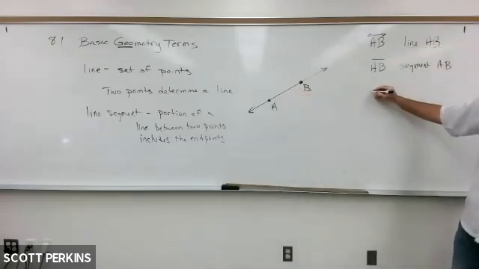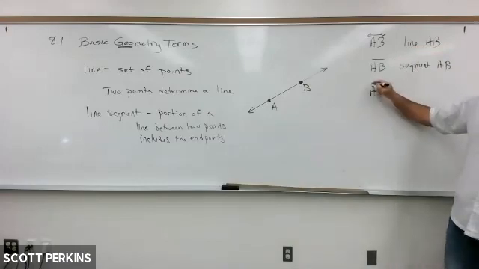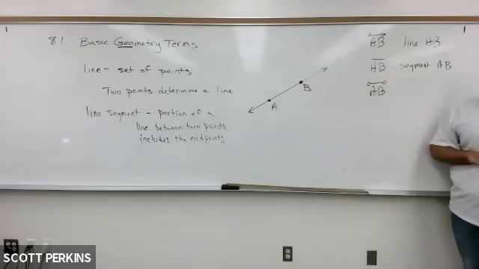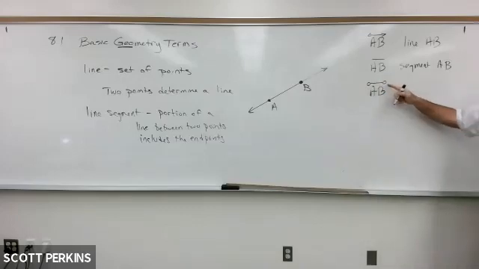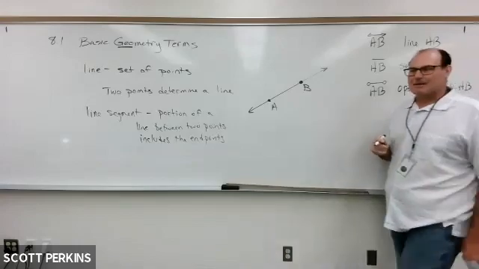So for instance, if I have AB and you see this symbol over it, it looks like a barbell. You've got an open circle on one end and an open circle on the other end. What that is called, when you don't include the endpoints, when you don't care about them, is an open segment. So open segment AB.